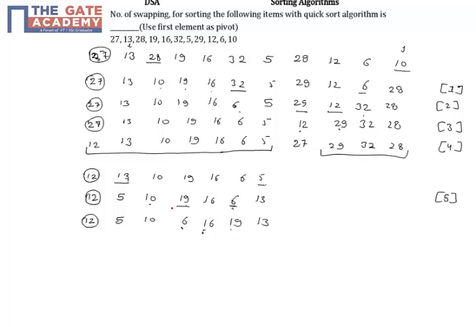Now I can say that both i and j have crossed each other, so I can say that j and the pivot element will be swapped.